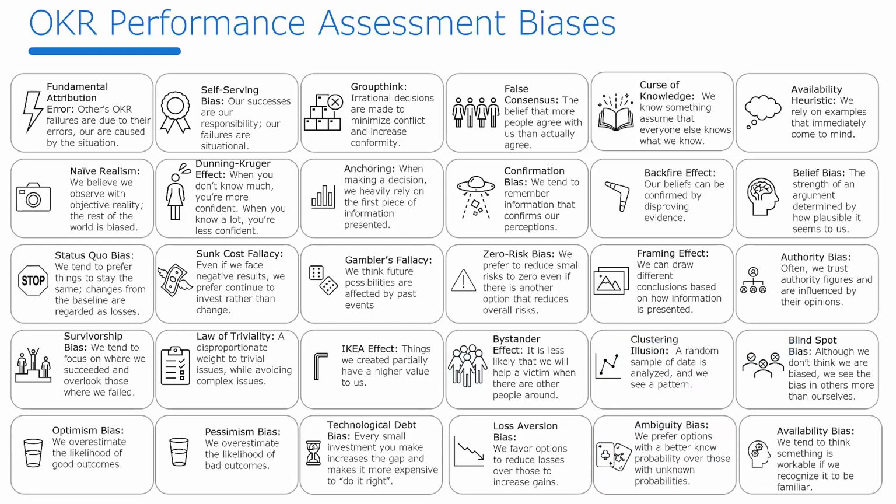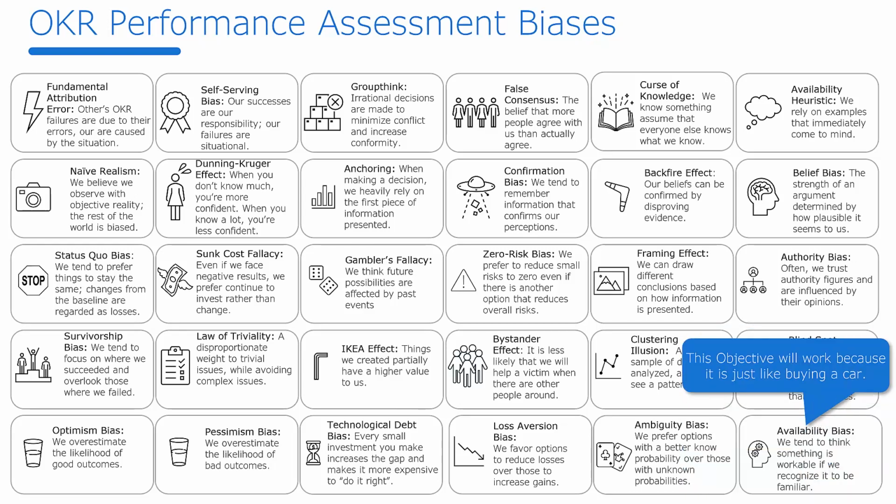And then finally, the availability bias, which is just basically because it seems familiar, right? This objective worked because it's just like buying a car. Well, it's an adjacent thing. Buying a car has a bunch of steps on it, and this objective has the same steps on it. Therefore, it's like buying a car. That parable doesn't necessarily work, but we use that kind of framework anyways.